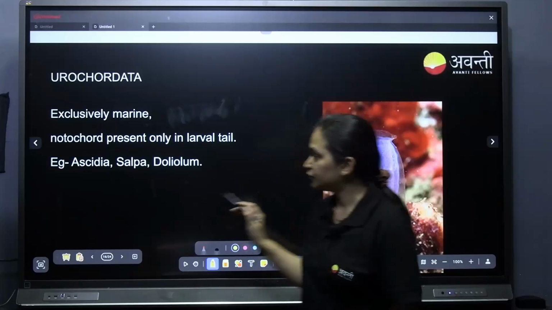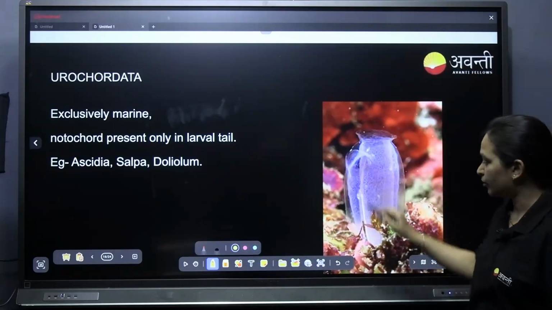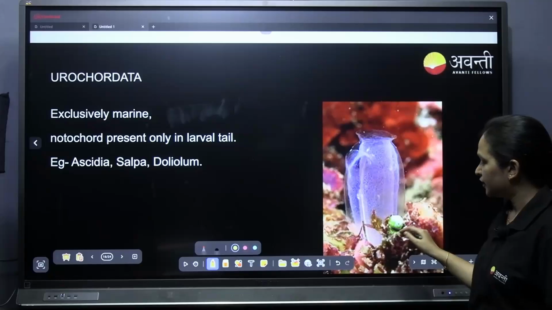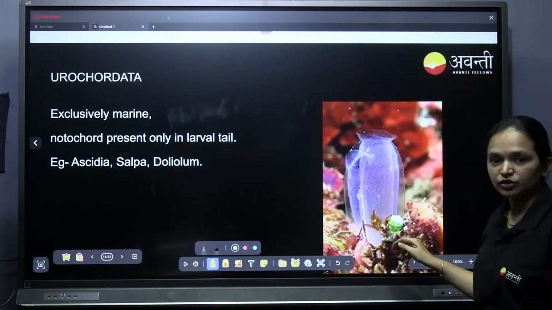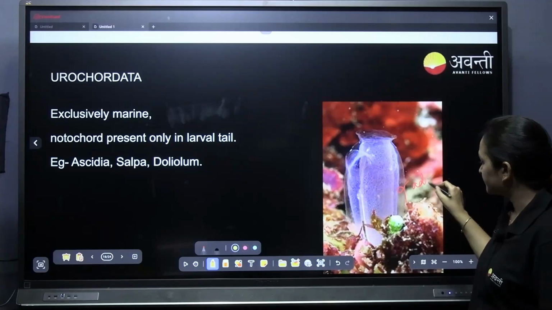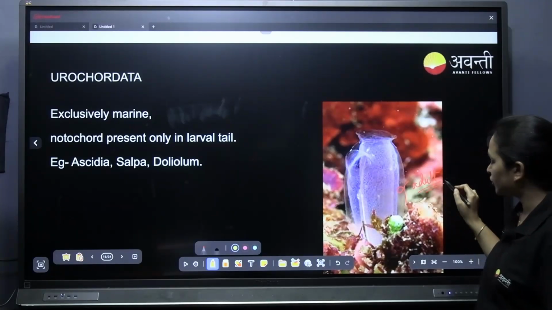If you see, this is the adult form of the urochordate, that is tunicate. Where is the notochord? Notochord is absent in the adult. In the adult stage, notochord is absent.